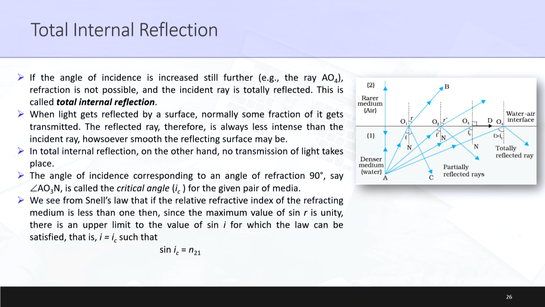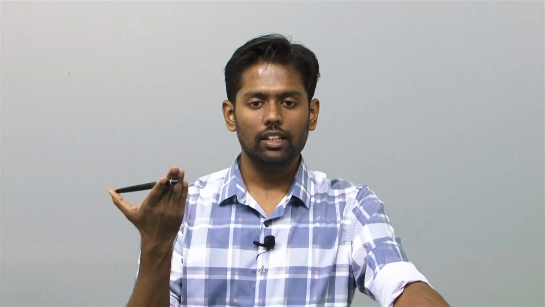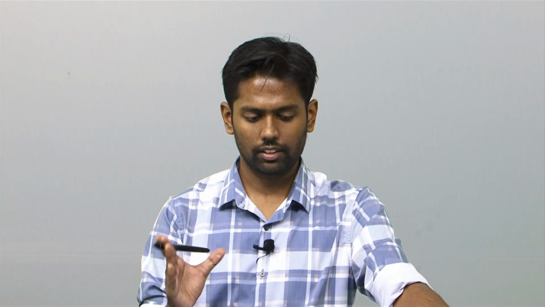Because angle IC was that point at which 90 degrees was obtained, and anything greater than 90 degrees will always pass in the same medium only, it will not refract. For refraction to occur, the angle of refraction should be between 0 and 90 degrees.